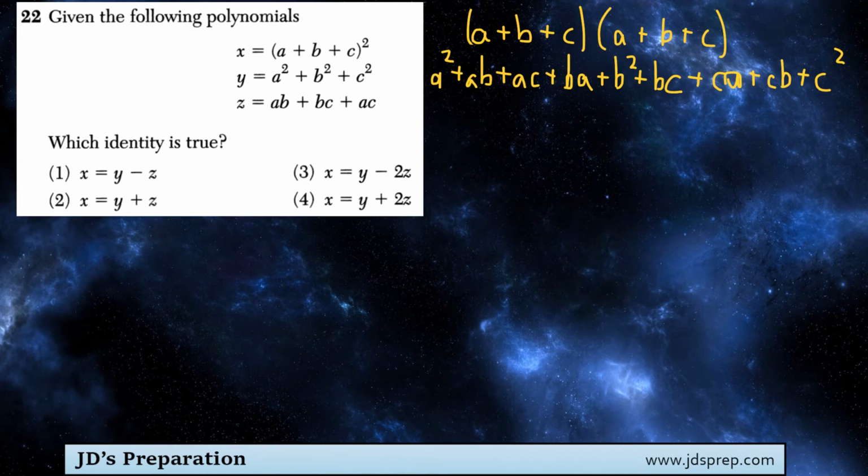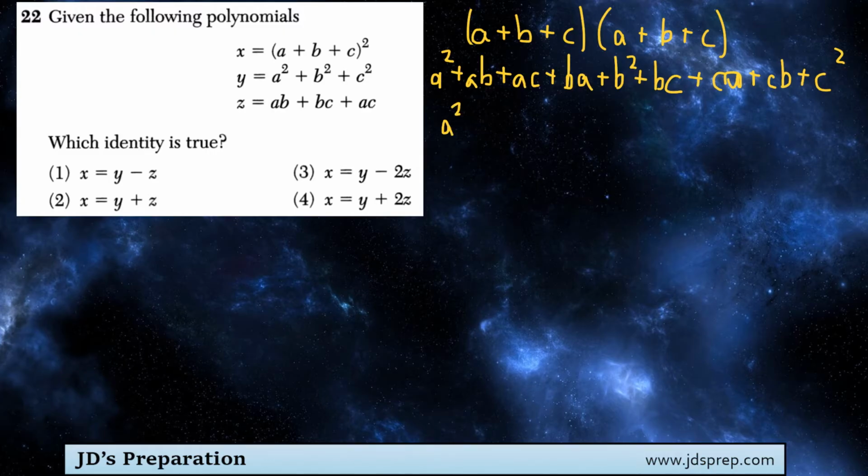This question is quite involved. So just to save some time, you see I've already started expanding the polynomial x, (a plus b plus c) all squared. And now that I've expanded it, I'm going to simplify by combining like terms.